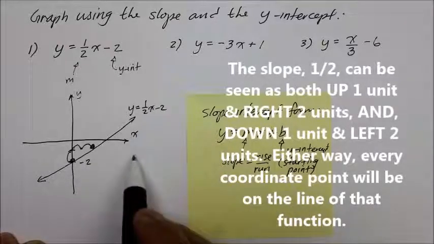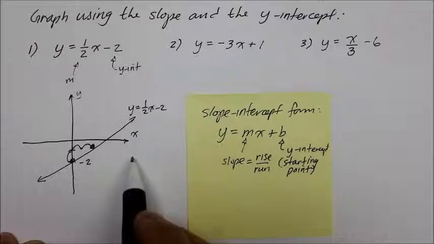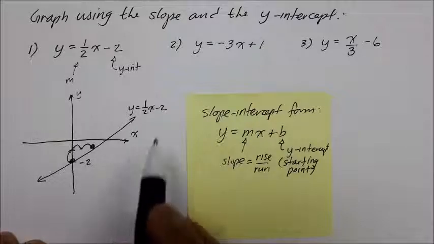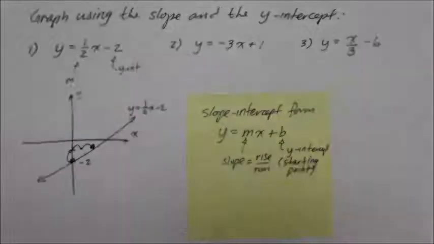Look at that. No more table of values. Just straight on graphing. Sometimes it's called a quick graph method. So why don't you try numbers 2 and 3 now, huh?